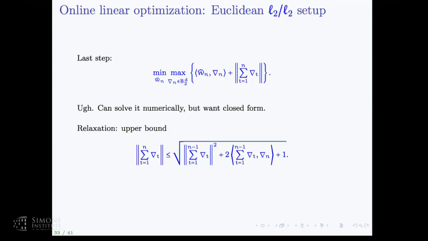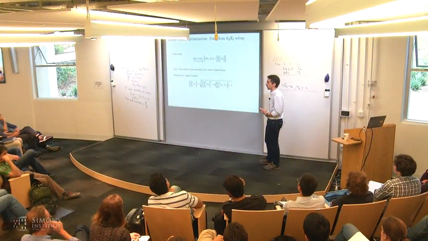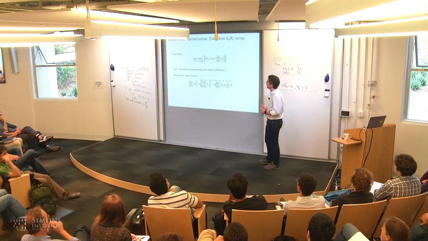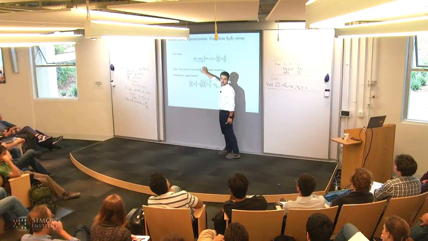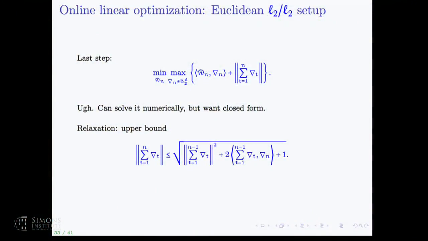It's a min-max of an inner product and the Euclidean norm of the sum. Ugh. So we can solve it numerically, but to be able to show some interesting statement, you need a closed form. So how do we get a closed form? There are a number of ways. Essentially, you need to relax this problem. You need to replace this comparator, this phi function, by some upper bound. And if we do that, you get, hopefully, not too bad of a relaxation.